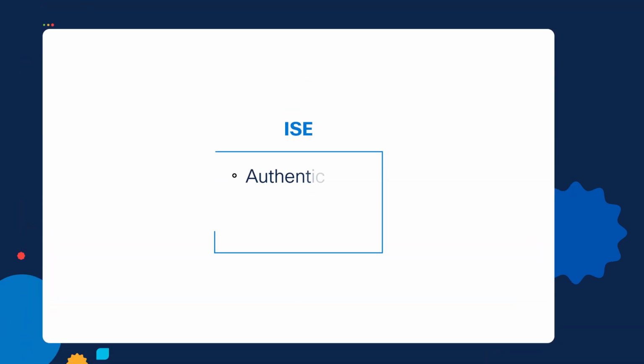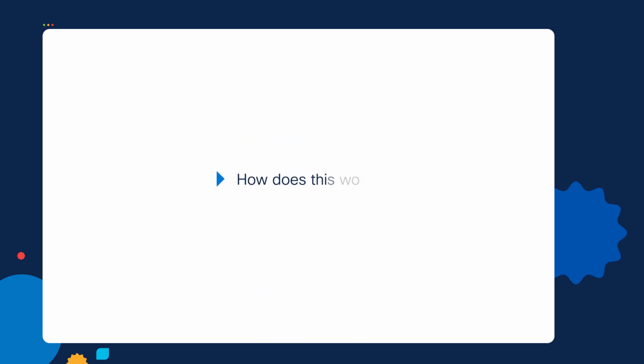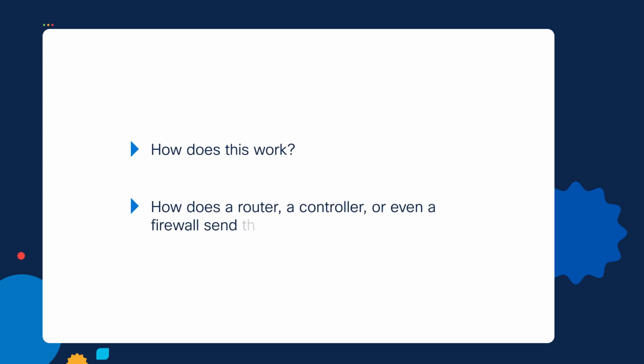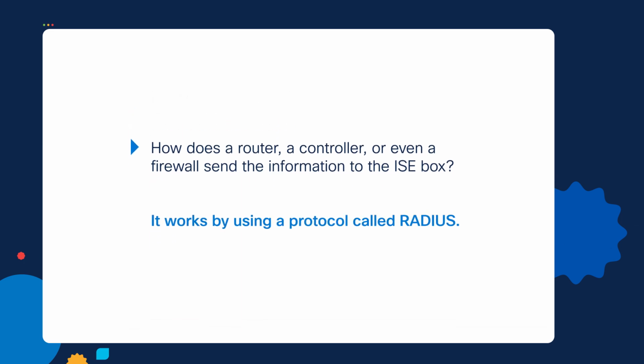Isn't it nice that we can use the Cisco ISE in order to control things like authentication, authorization, and accounting? And the question is, how does this work? How does a router or a controller or even a firewall send this information over to ISE? Well, the way that we make that happen is by using a protocol called RADIUS.